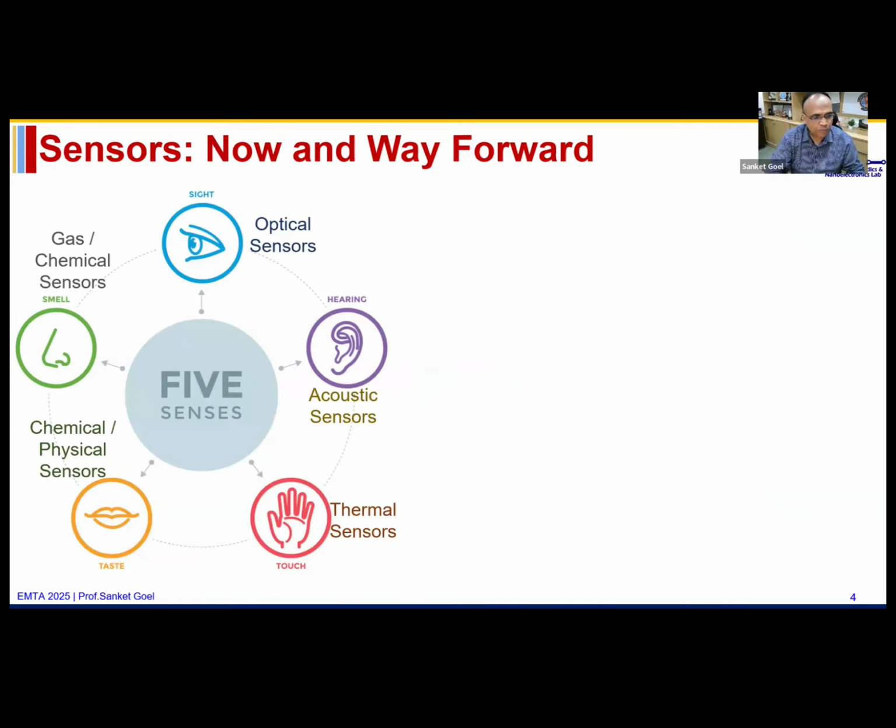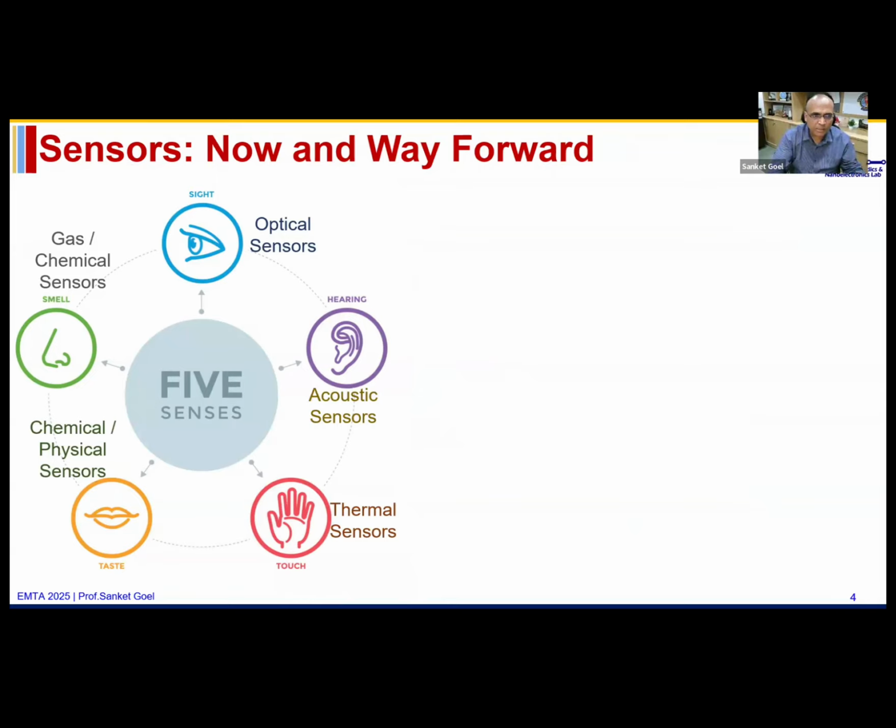Moving on, I just thought to bring this very fundamental slide, which talks about the five organs which we all have in our body, and we all know that. One of the major applications of microfluidics is sensing, diagnostics, or monitoring.